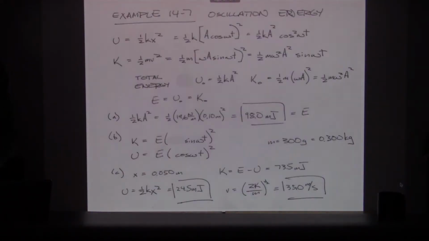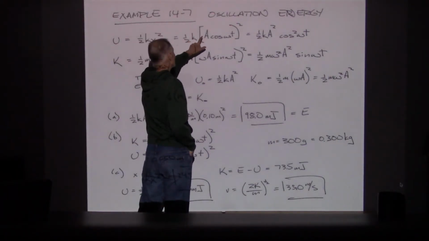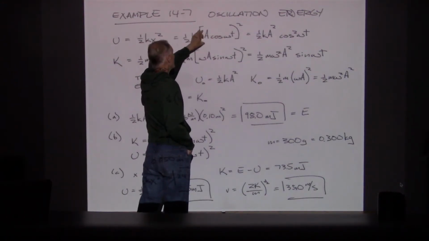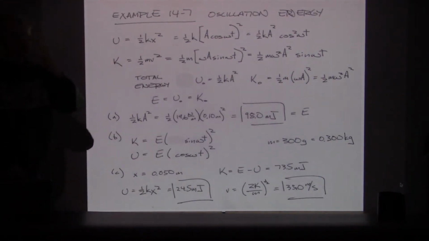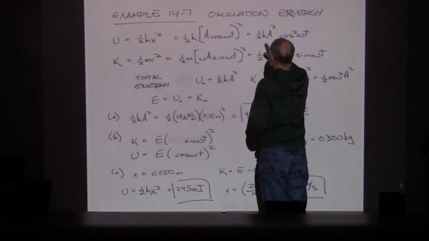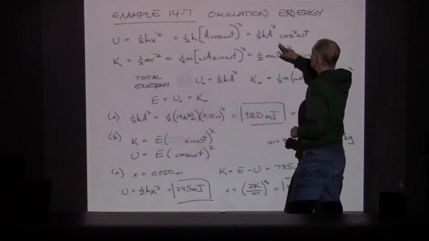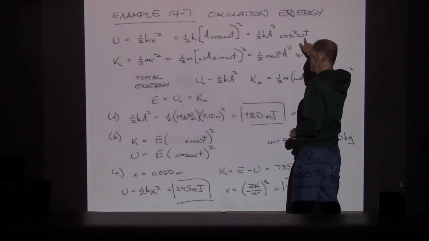Okay, it turns out it doesn't matter when I'm calculating the energy if there's a minus sign here. This is going to get squared anyway. But I'm starting mine at positive 10 instead of negative 10, just to avoid confusion. And so I can write that as 1/2 k A squared cosine squared omega t.